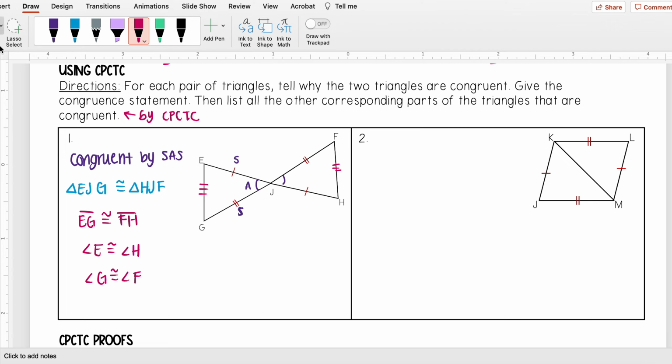Okay, let's try another one. So looking at this second one, I have my two triangles here, and I again have two pairs of congruent sides. And then I also see that these two triangles share a side, and then we know by the reflexive property that those sides are also congruent. So I know that this is congruent by side, side, side.